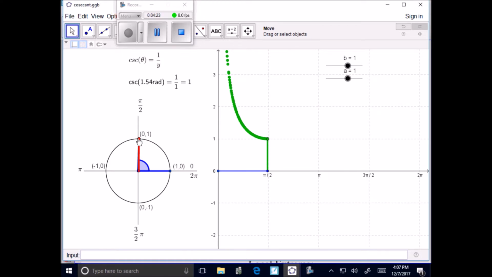As we rotate through the second quadrant, we're going to see those y values decrease back to 0, meaning that the function values for cosecant are going to go up to positive infinity as we approach that vertical asymptote halfway through our cycle, or halfway through our period.